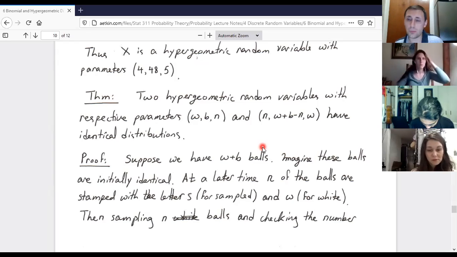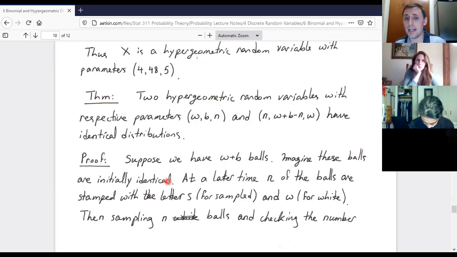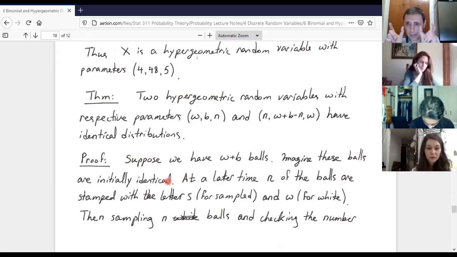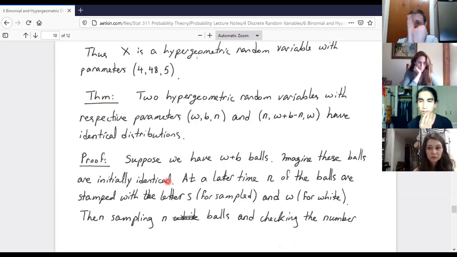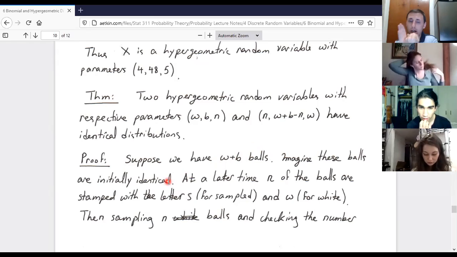Okay. So for balls, maybe that will be simpler for you to understand. Suppose we have w plus b balls, right? And they are initially identical. Then we have two tags that we apply. You can imagine printing on the ball a stamp saying sampled, and printing another stamp on the ball which says white or black. Understand? Sampled, white or black. Two tags, right? And the reason we will have identical distributions is that we can imagine that the sampling is done non-randomly and tagging of white or black is done randomly, or tagging of white and black is non-random, but sampling is random. And there is a symmetry between the two processes. Do you understand what I'm saying?